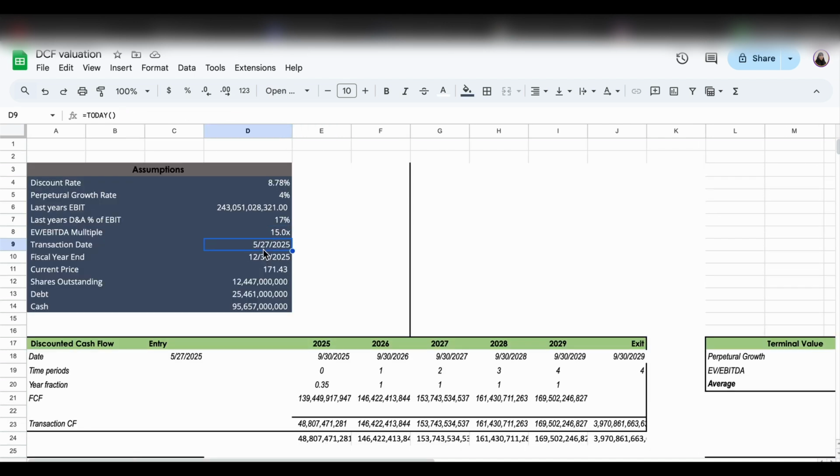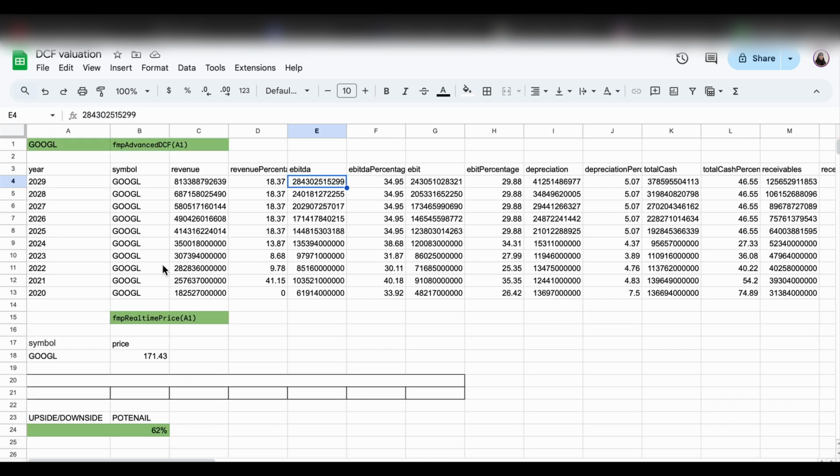So the next step is the transaction day. This is the formula equals today. I assume that we want to buy these shares today. And the fiscal year end, different companies have a different ending of the fiscal year. So for Google, it is the 31st of December 2025, but this is not always the case. The current share price is input B18. This is the current share price.